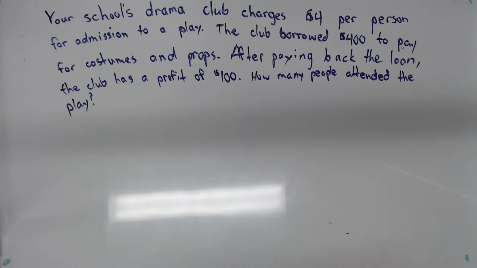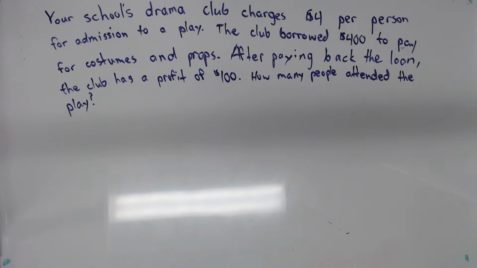Here's our last problem for the lesson, and it's another one where we write out our own equation. So if we read this, your school's drama club charges $4 a person for admission to a play. The club borrowed $400 to pay for costumes and props. After paying back that loan, they had a profit of $100. How many people attended the play?